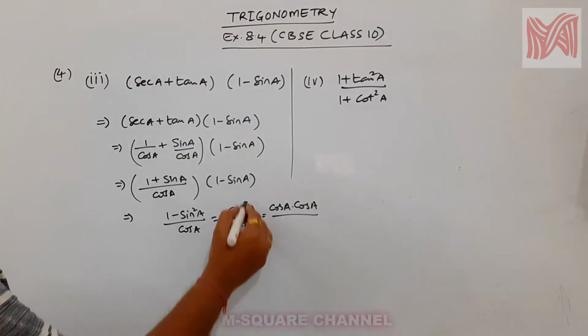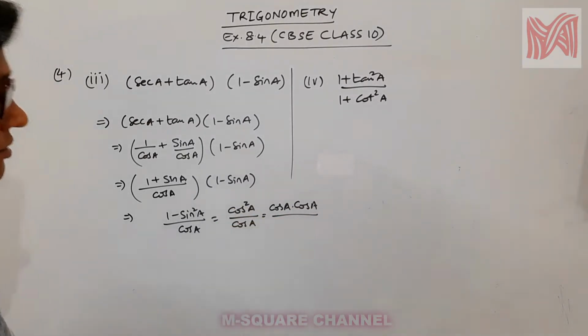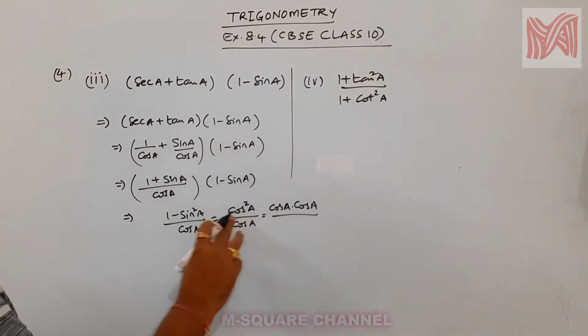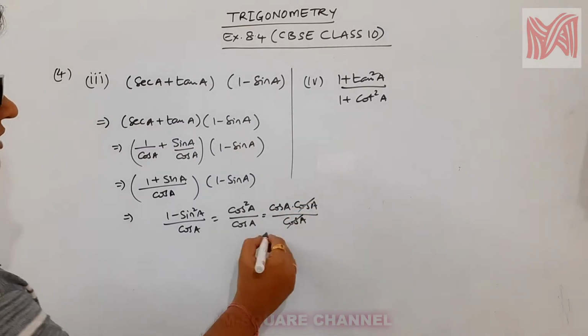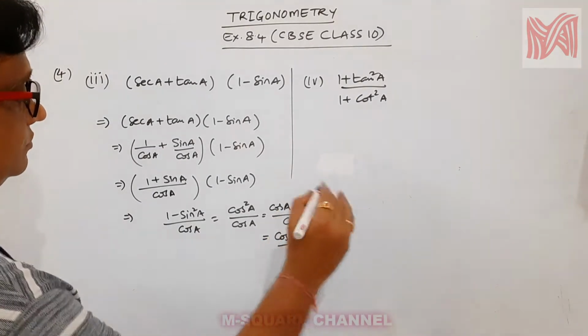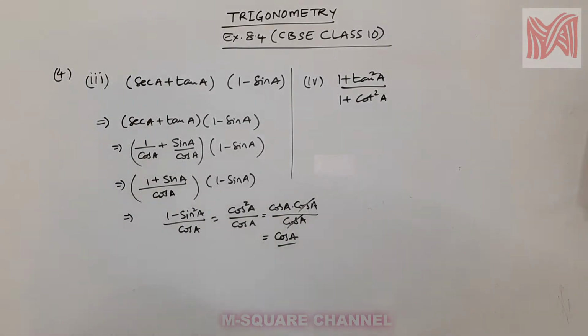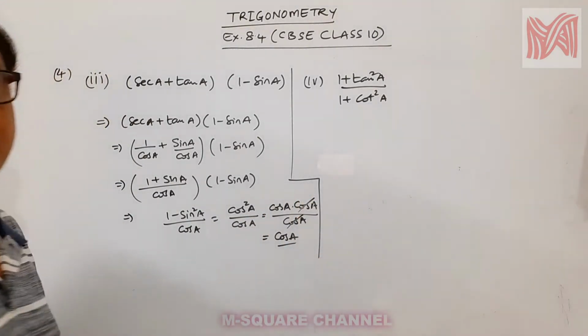Some people cut this cos square and cos a; it is not looking good. That's why please write it in the form of cos a into cos a by cos a. These two are cancelled, so the answer is cos a. Answer is cos a.